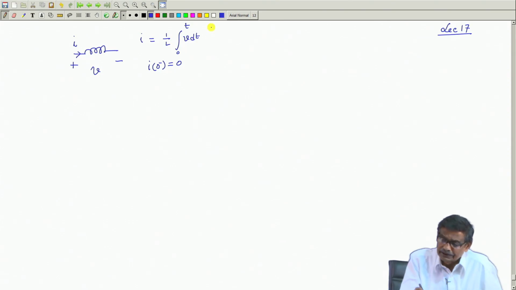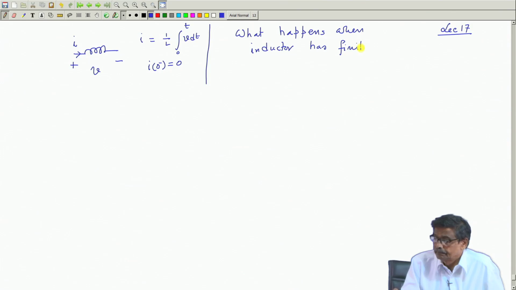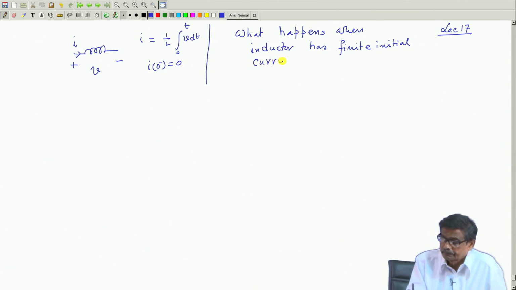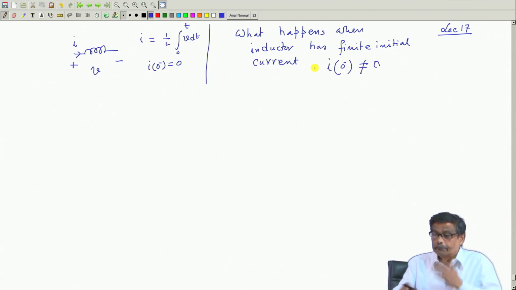Now, what happens when the inductor has finite initial current? That is, there is some definite i(0 minus) present, non-zero. And by this time you must have understood what I mean by this.